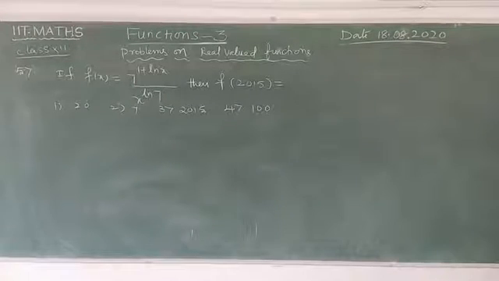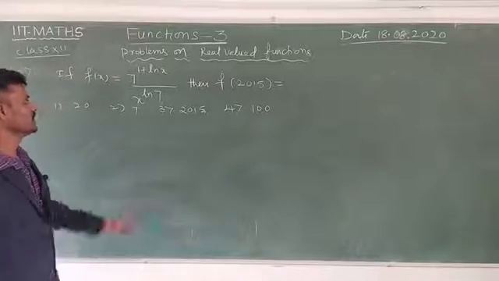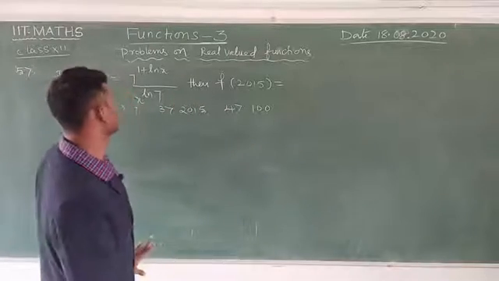Okay, next problem, fifth one. If f of x is equal to 7 power 1 plus log x by x to the power of log 7, then f of 2015 value is equal to.